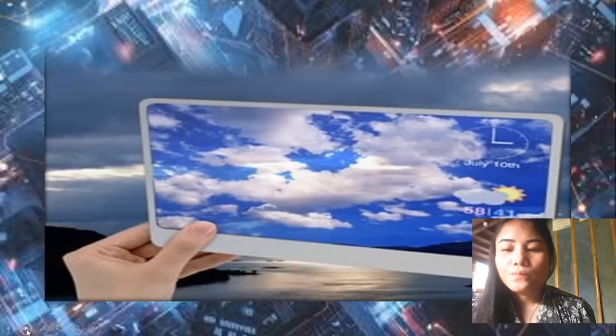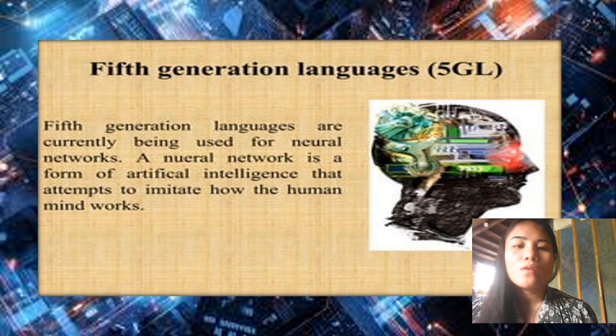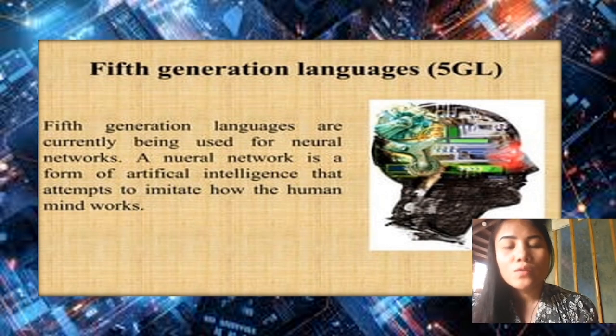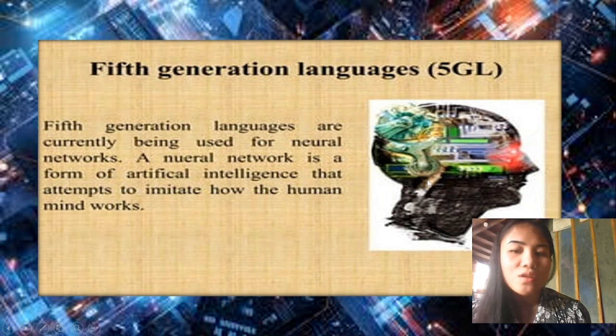Then, so asya na inisiya iya examples of fifth generation computers, this image. Okay, we'll proceed to the next part. Fifth generation languages, 5GL. Fifth generation languages are currently being used for neural networks. A neural network is a form of artificial intelligence that attempts to imitate how the human mind works. So, asya na inisiya ang pinaka-artificial intelligence, the human mind works. Inisiya na image, asya inisiya na examples.